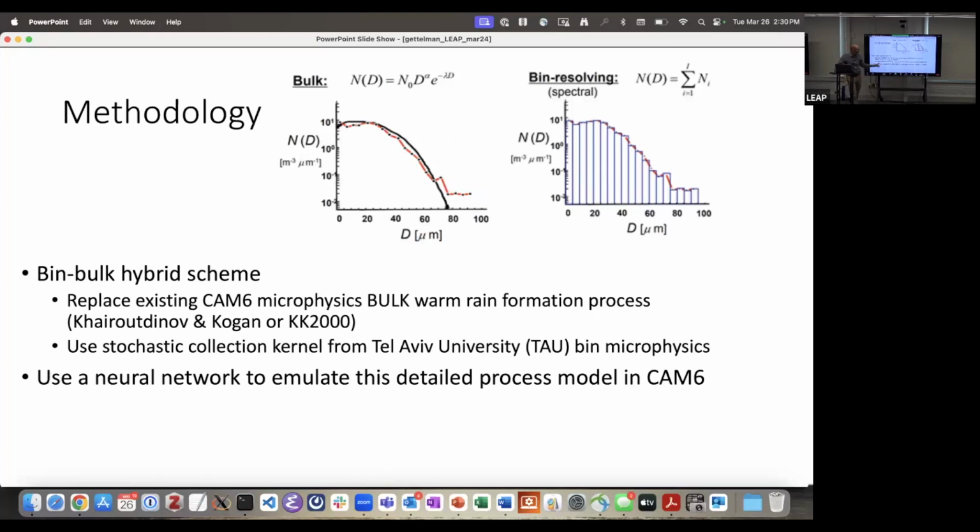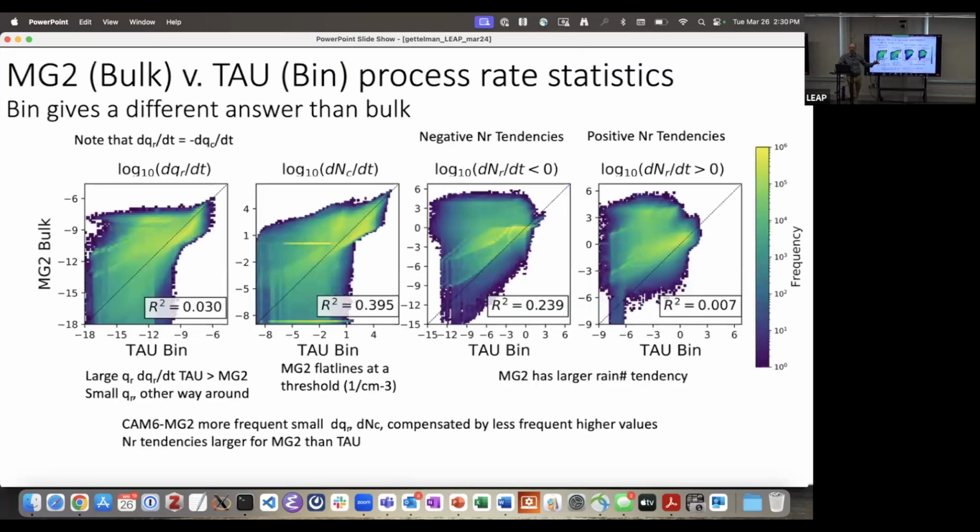And then we're going to put that in the model and we're going to run it. And it turns out it produces really nice results, but it's really expensive. And then we're going to use a neural network to try to emulate it.